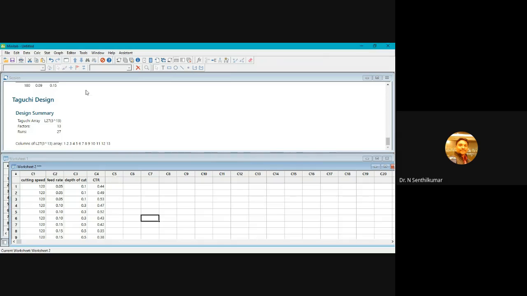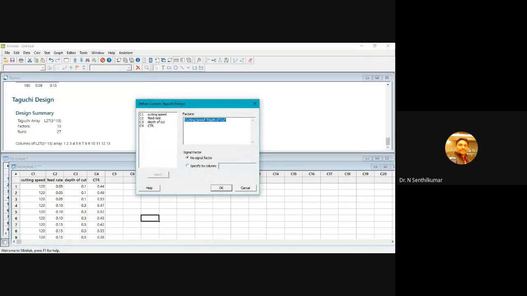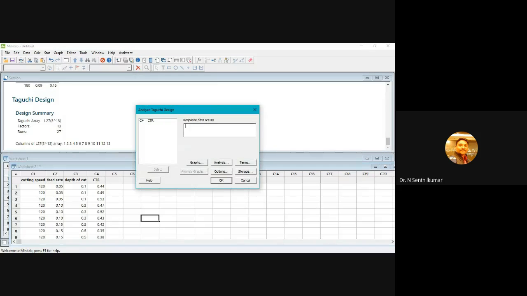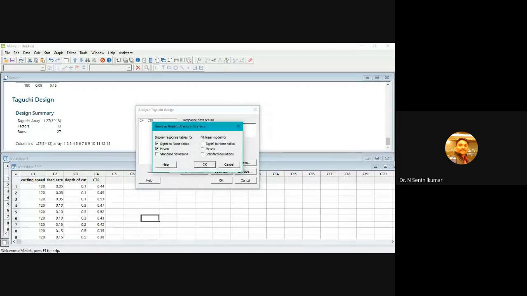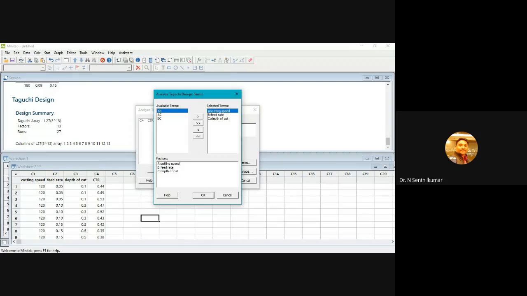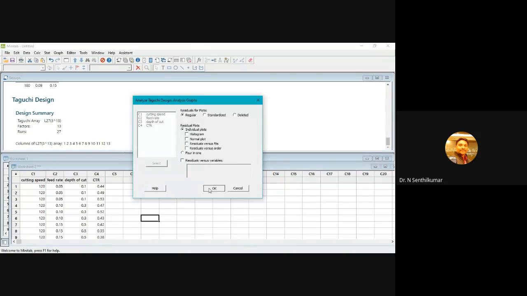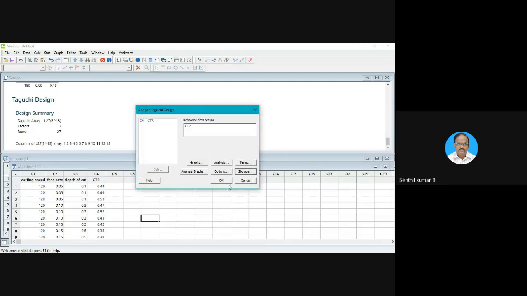So now I have the input and output. To start all the procedures, I will define these 3 by selecting them. Then Start DOE, Taguchi, Analyze. Graph: signal to noise ratio. Then analysis: signal to noise ratio and fit linear model, that is for ANOVA. Terms: now you can put all the terms. Analysis graph, no need. Options: smaller the better. Then storage: SN ratio. Now I will click OK.